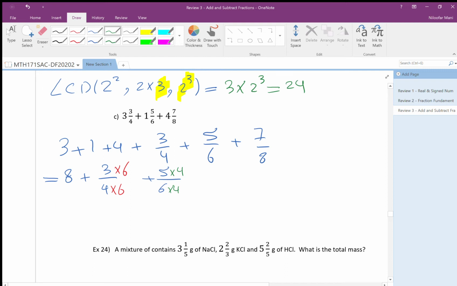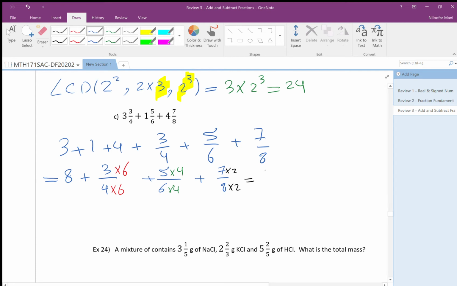Am I right? Yeah, 4, 6. Yes, 6 and 4. Yeah. Okay. Plus 7 over 8. I multiply with 2, top and bottom. Okay. I have to change the denominator. I have to multiply with a number. So I multiply top and bottom.